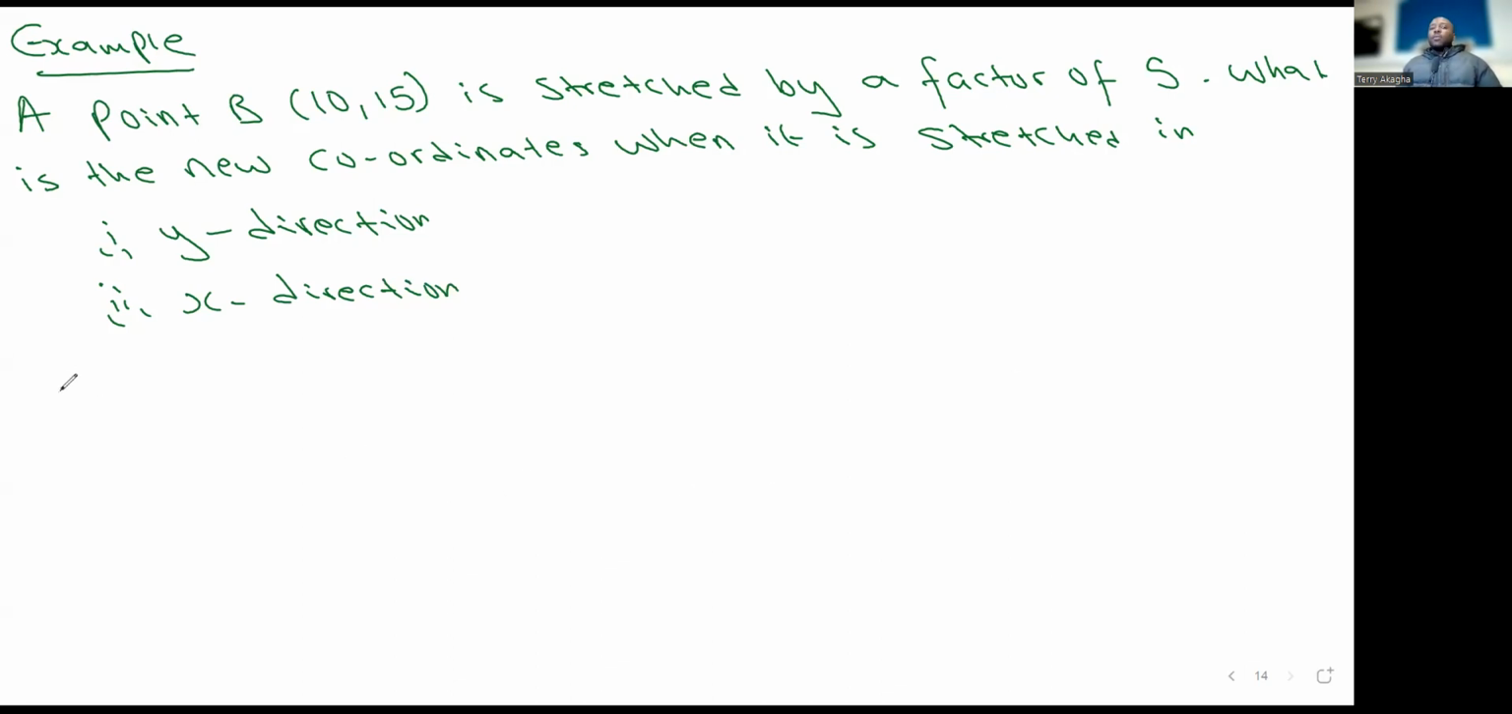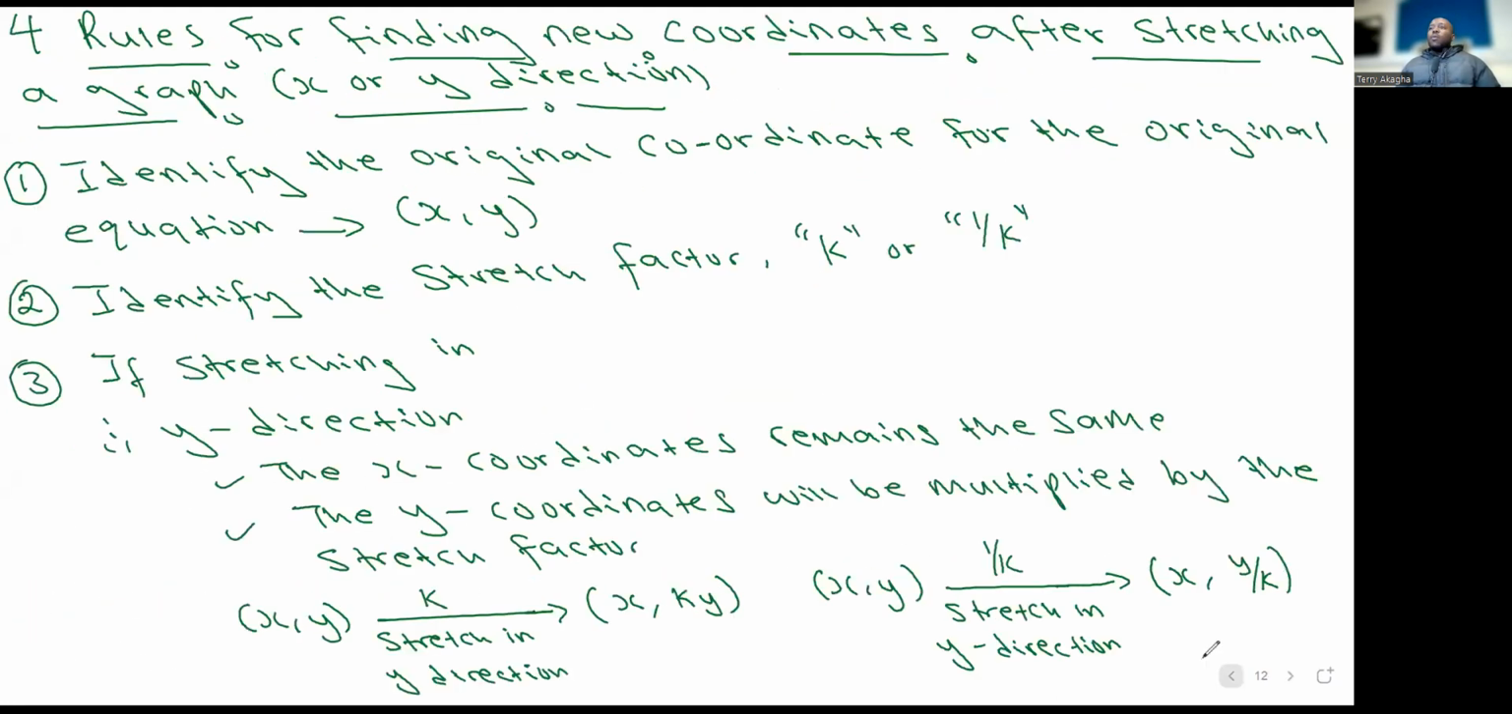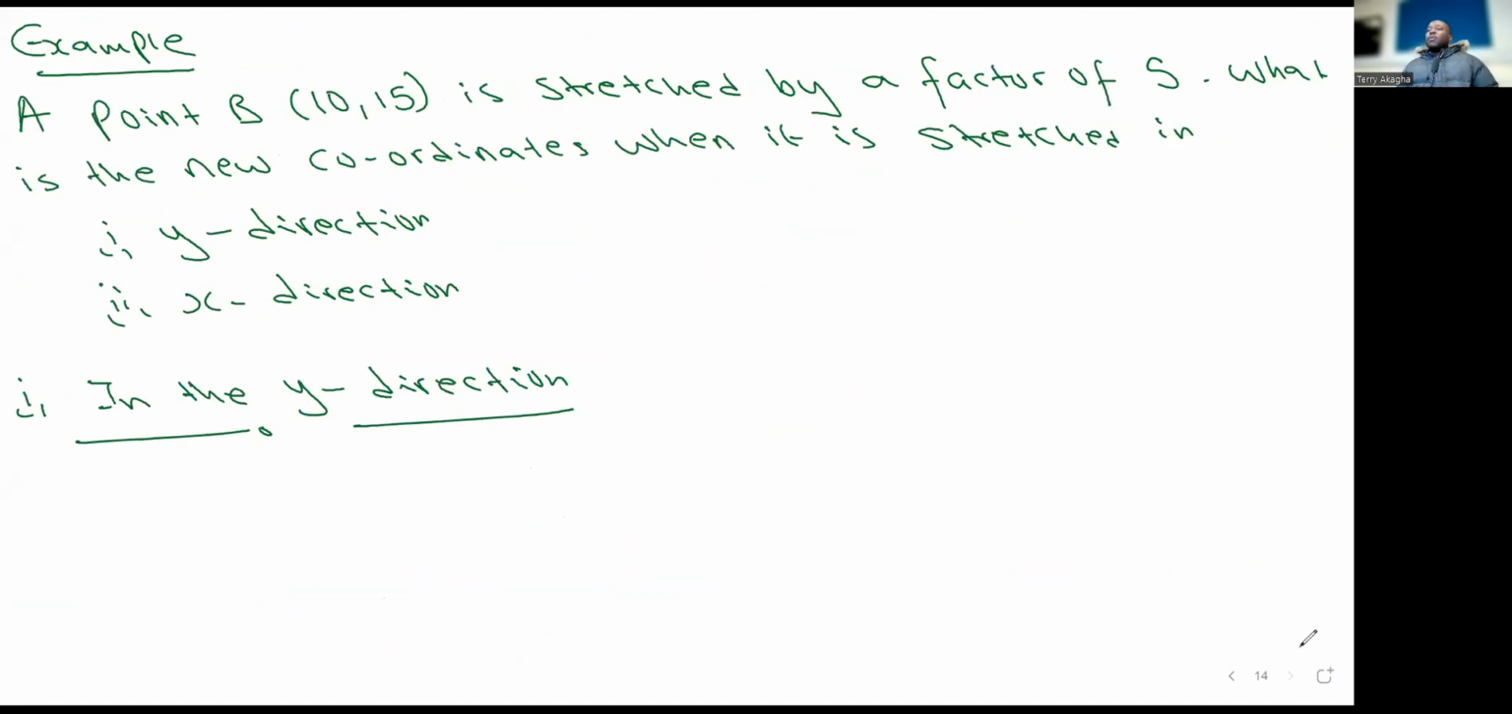Okay, so let's start with the first one, in the y direction. Let us see what will be the new coordinates in the y direction. So step 1, identify the original coordinates. From this point, we know the original coordinate is 10 and 15. So the original coordinate is 10 and what? 15.